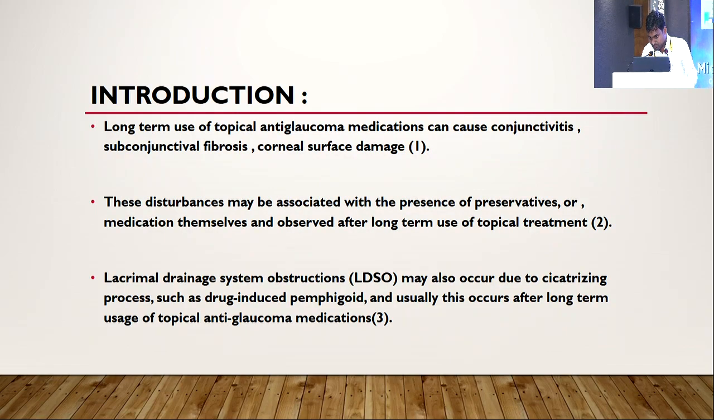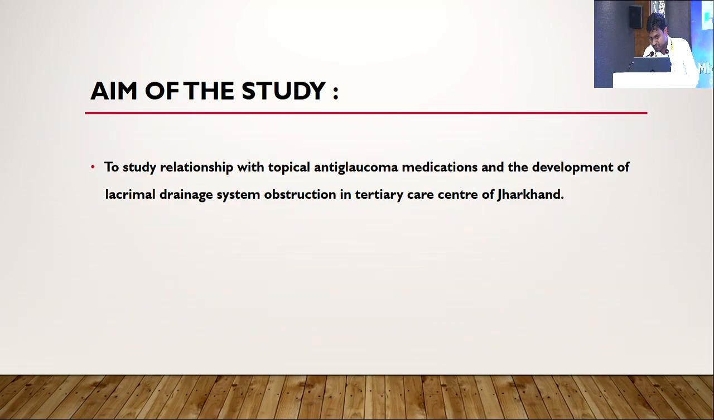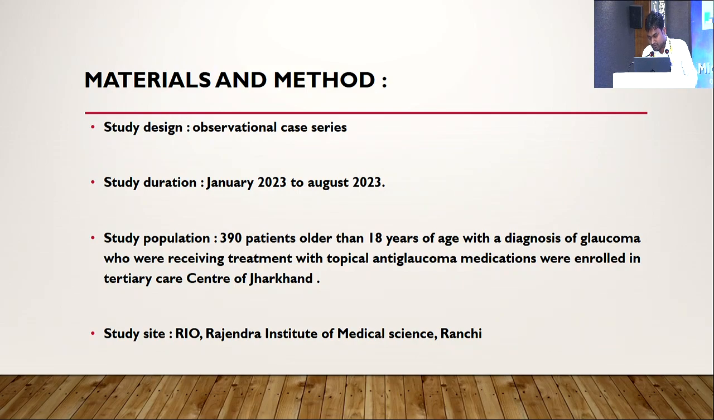Introduction. Long-term use of topical anti-glaucoma medication can cause conjunctival hyperemia, subconjunctival fibrosis, and corneal surface damage. These disturbances may be associated with the presence of preservatives or the medication themselves and are observed after long-term use of topical treatment. Lacrimal drainage system obstruction may also occur due to cicatrizing processes such as drug-induced pemphigoid, and usually this occurs after long-term use of topical medication. The aim of the study was to study the relationship of topical anti-glaucoma medication with lacrimal drainage system obstruction in a tertiary care center of Jharkhand. Materials and methods. Study design, observational case series. Study duration, January to August 2023.